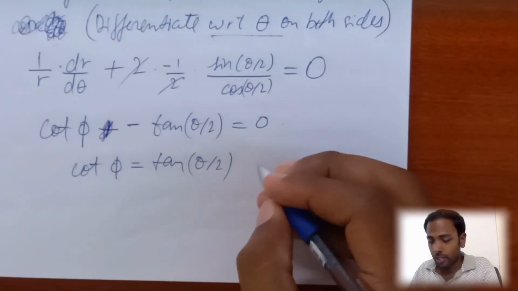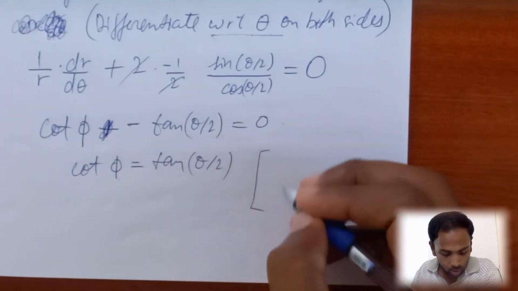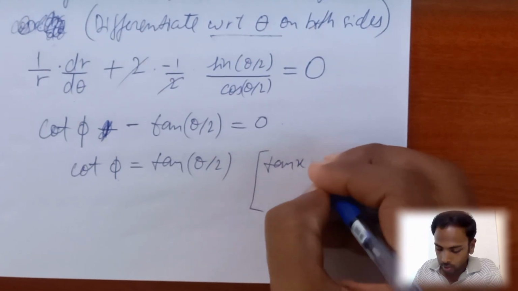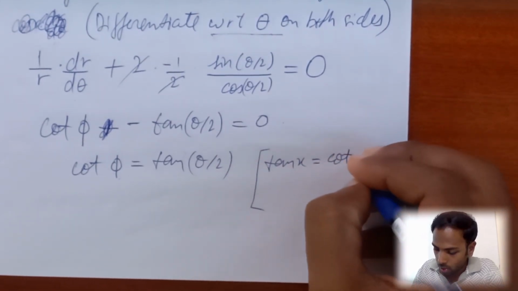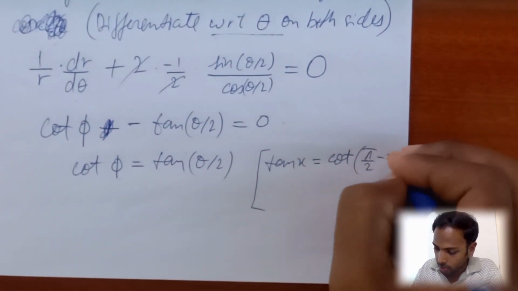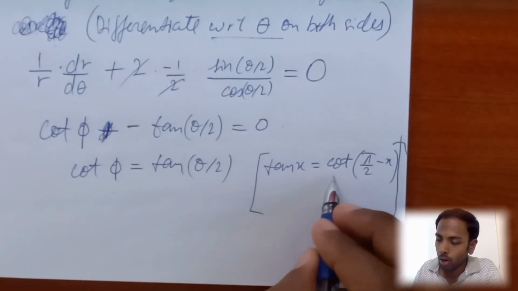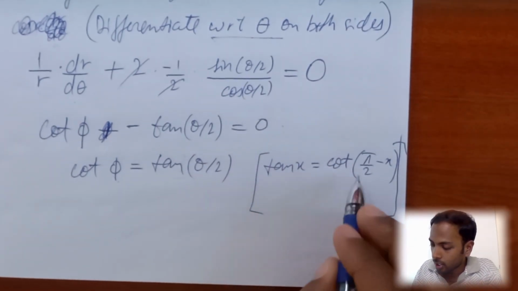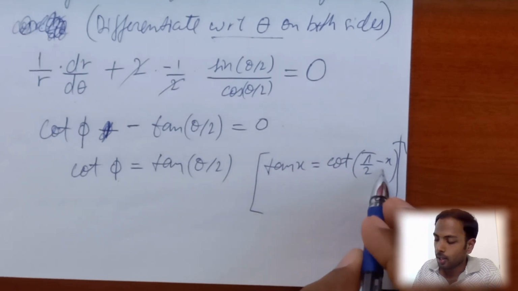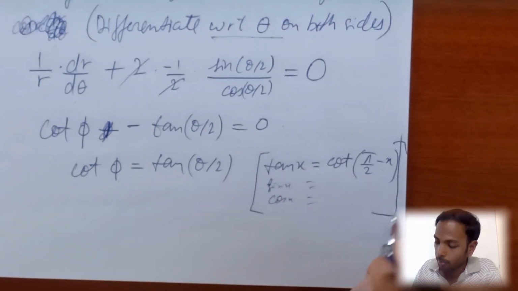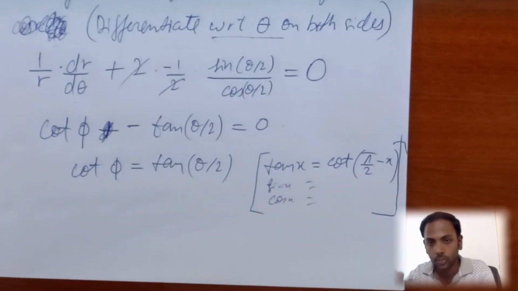In secondary higher school, we know this, it's a very basic thing. Tan x is equal to cot of pi by 2 minus x, right? If you have tan and if you want to convert into cot, so tan x is nothing but cot of pi by 2 minus x. Same thing, sin x also has a formula, cos x also has a formula. Every trigonometric ratio has a formula.